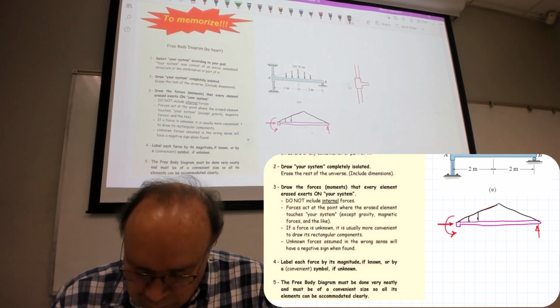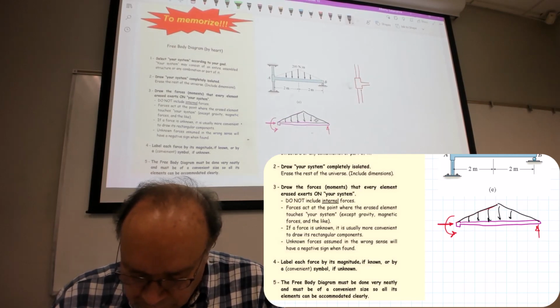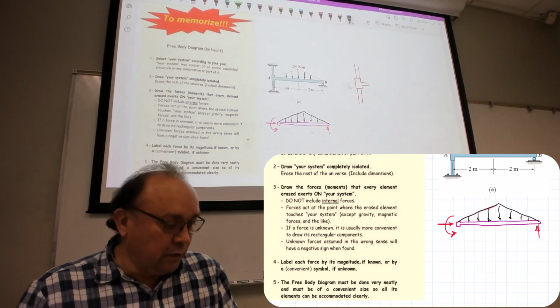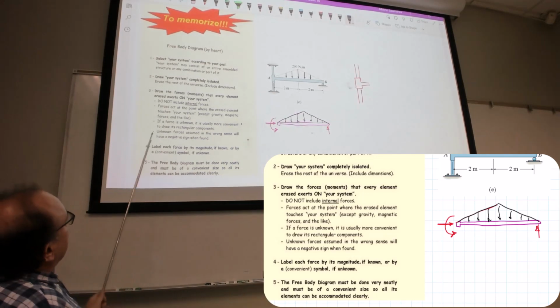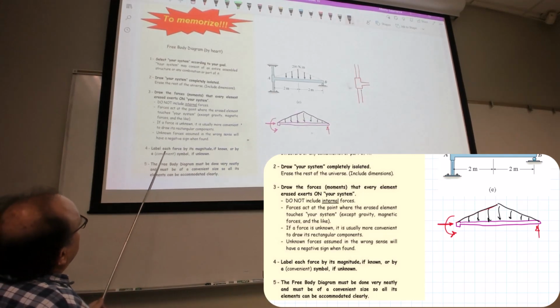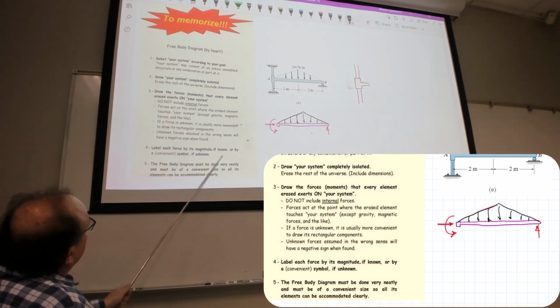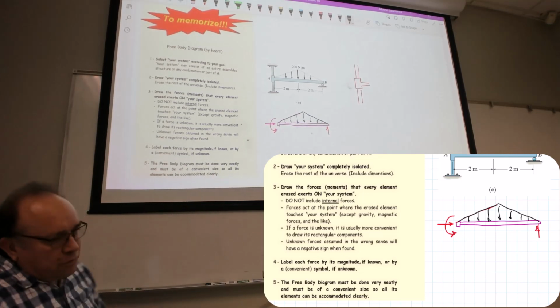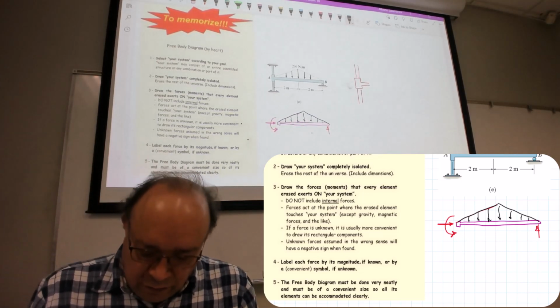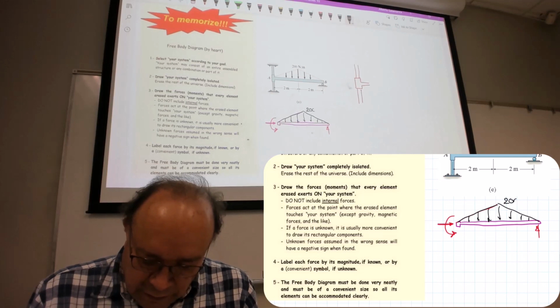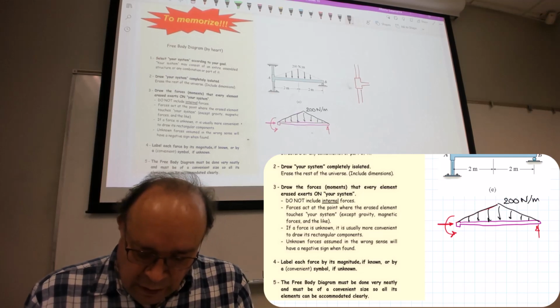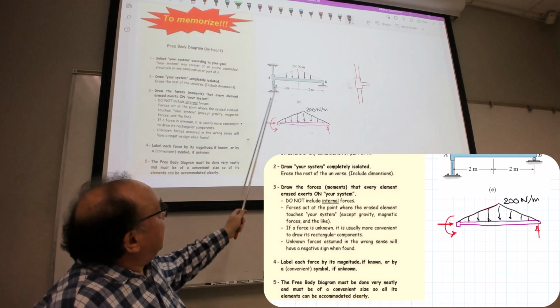So you draw your force here. And then label each force by its magnitude if known, or by a convenient symbol if unknown. So the one that we know, we put the value. So you put 200 here. And the one that you don't know, you put a label.